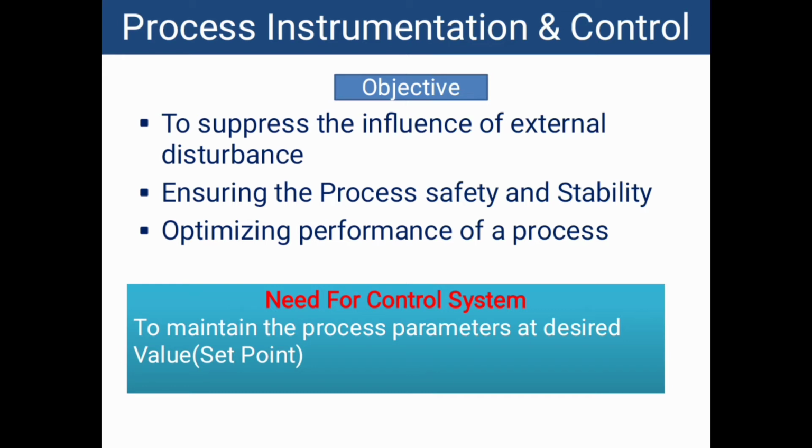So you are given a target to achieve the production. In order to achieve this production, you have to walk pillar to post. If a plant is located around 5 acres of land, you have to walk all around 5 acres throughout the shift. It is not possible. Then you can sit in a single control room. You can maintain all the process parameters for which you need.